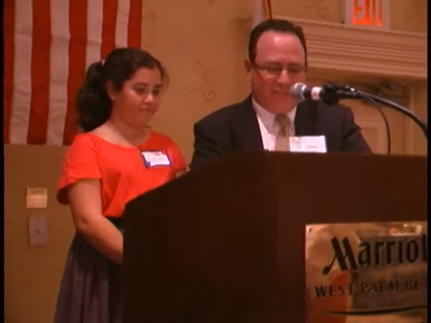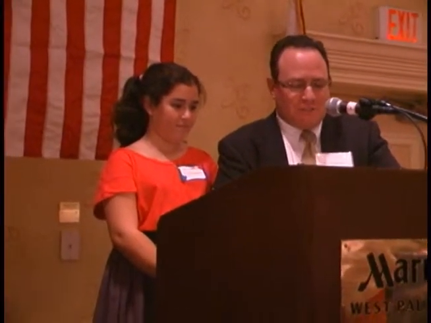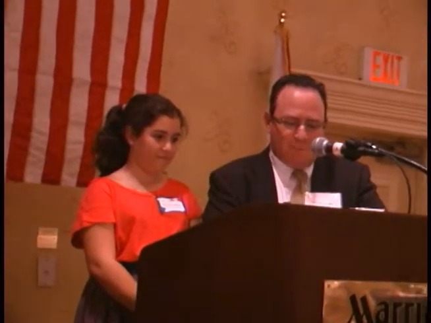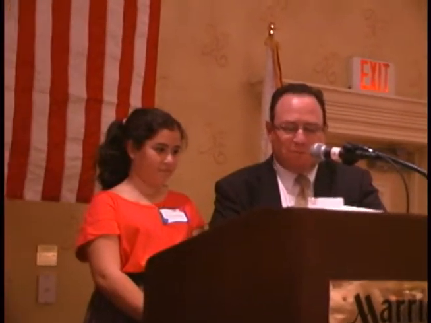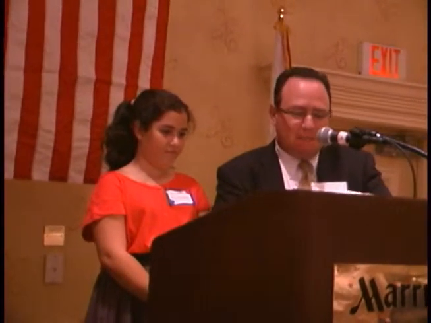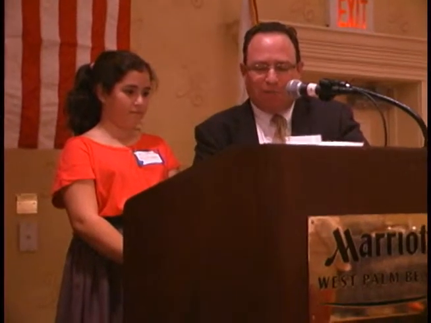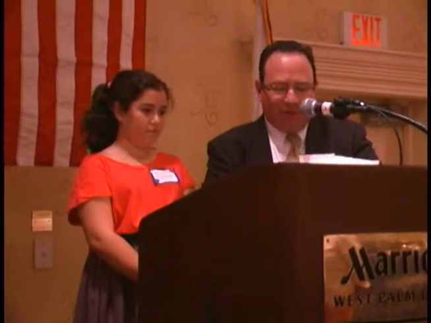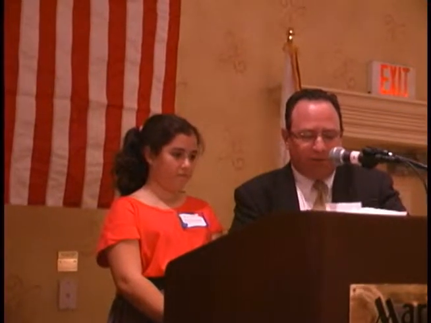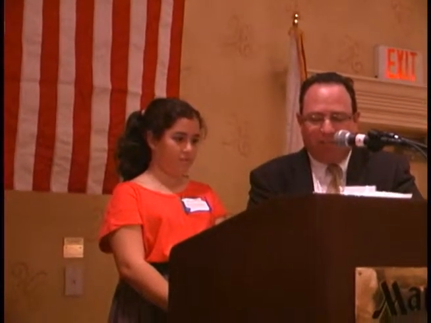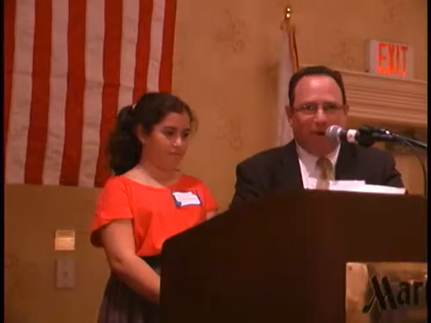Actually, this is Article 5, Amendments. The Congress, whenever 2/3 of both houses shall deem it necessary, shall propose amendments to this Constitution, or, on the application of the legislatures of 2/3 of the several states, shall call a convention for proposing amendments, which has never happened, by the way, which in either case shall be valid to all intents and purposes as part of this Constitution when ratified by the legislatures of 3/4 of the several states or by conventions in 3/4 thereof.